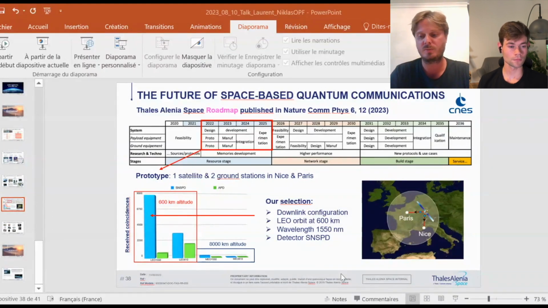So what we are doing is we hire new engineers into the group, and they are trained in our group directly, and afterwards we can hire them definitively with a permanent position.